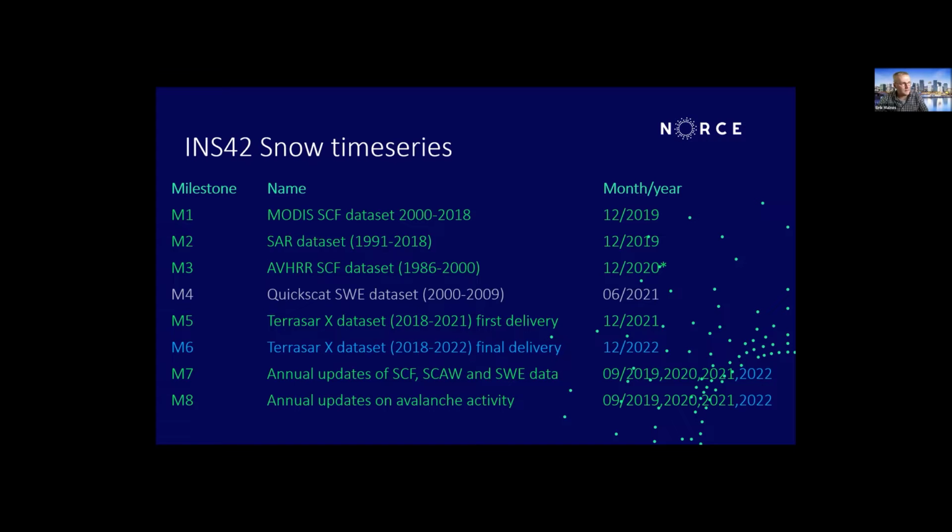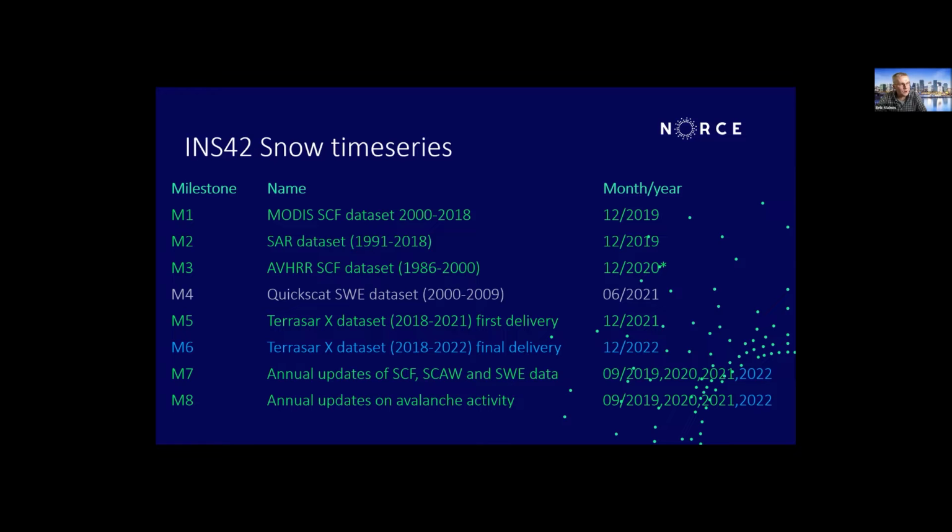The first instrument had a number of snow time series that we should deliver as milestones, and we started off with preparing a MODIS snow cover fraction dataset from 2000 to 2018. This dataset has been further updated for the last 2 years, so it should be updated to 2021. We also have delivered data on synthetic aperture radar, which we can use to derive wet snow cover on Svalbard.